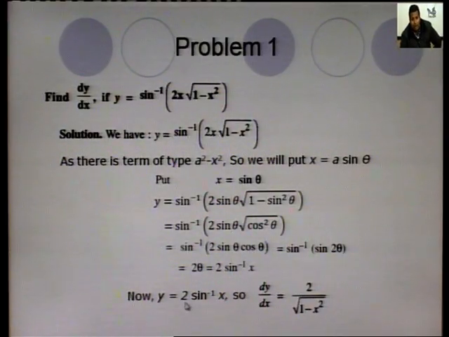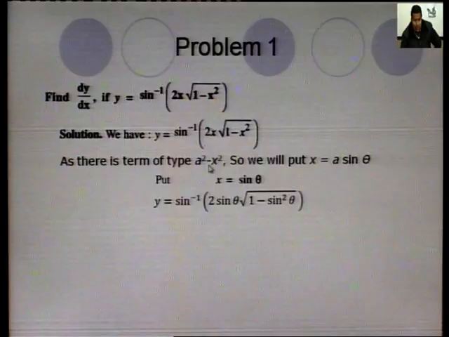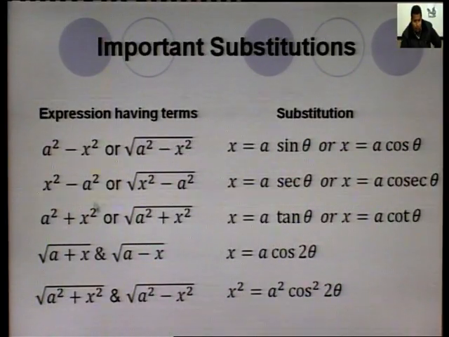Now do the derivative. Y is 2, because 2 is a constant, sine inverse x derivative is 1 upon root of 1 minus x square. So dy by dx is equal to 2 upon root of 1 minus x square. The only thing we have to see here is which type of terms is involved, from the previous terms I have told you: either a square minus x square, a square plus x square, a minus x, or a plus x. If one of these terms is involved, we have to do the substitution in this manner, because in the previous question a square minus x square is involved, so we put x equal to a sin theta.